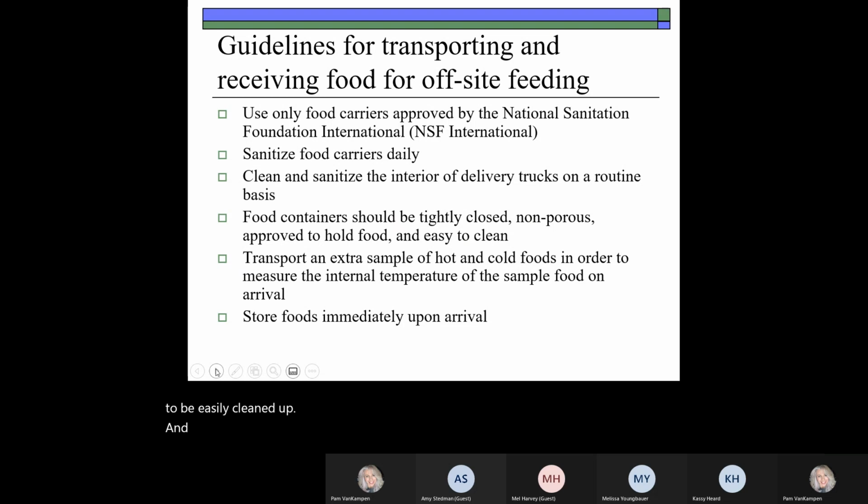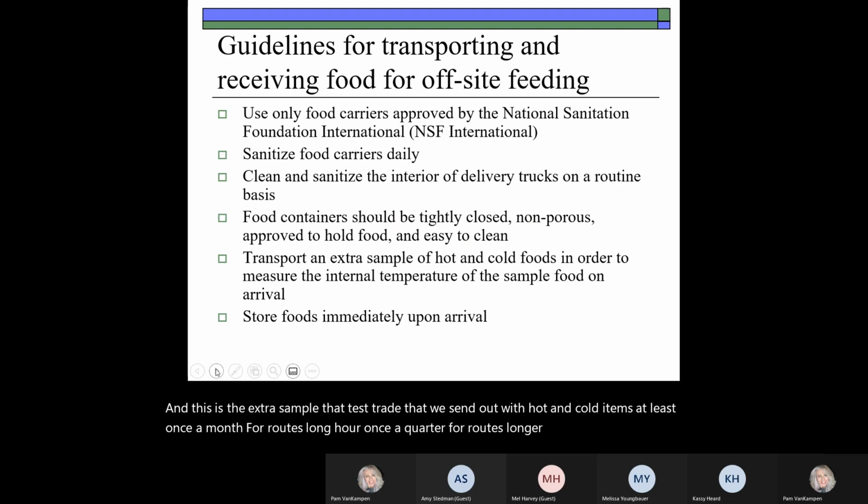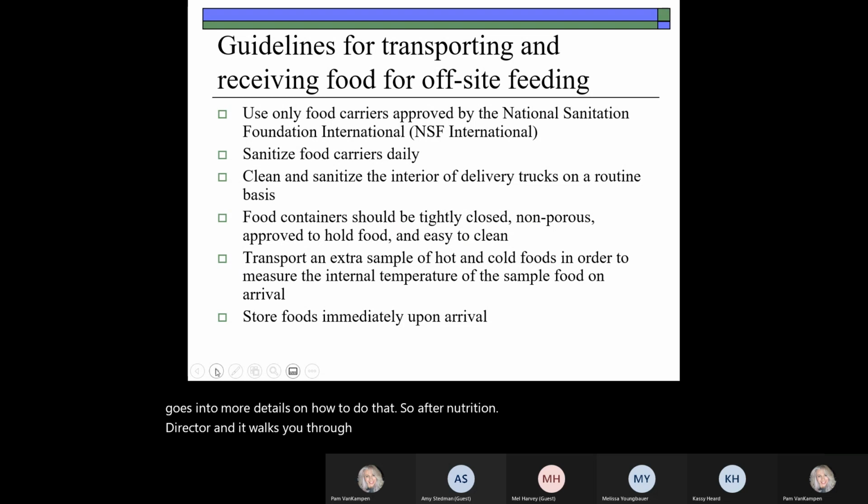And this is that extra sample, that test tray that we send out with hot and cold items at least once a month for routes longer than an hour, once a quarter for routes shorter than an hour. And there's that test tray that's how we make sure that the food is being maintained above 140 and below 41. We have a whole separate PowerPoint that goes into more details on how to do that. So ask your nutrition director, and it walks you through more with a lot more specifics.